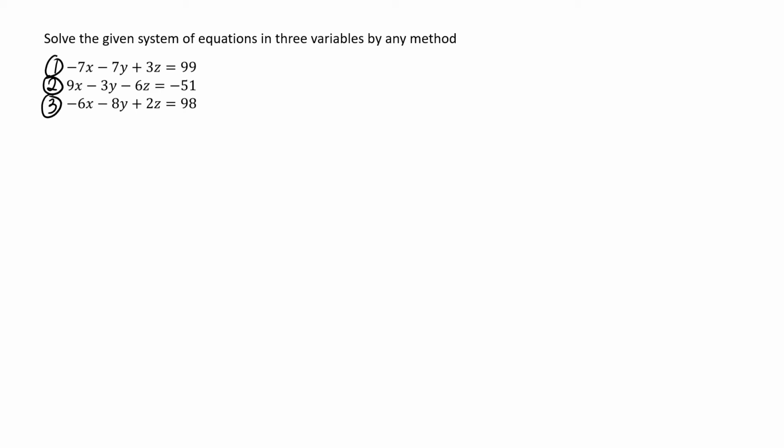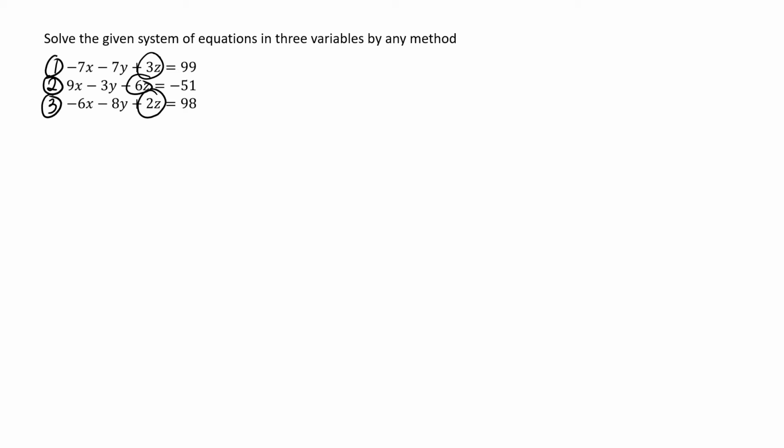Now, I want to figure out which variable I want to get rid of. Well, z has 6, 3, and 2. Those are low numbers, so if I multiply by those numbers, I won't get really big ones throughout my equations. And 3 goes into 6 and 2 goes into 6. I also notice that I have a positive and a negative and a positive and a negative. So I'm going to cancel out my z's, and I'm going to get it down to 2 variables.